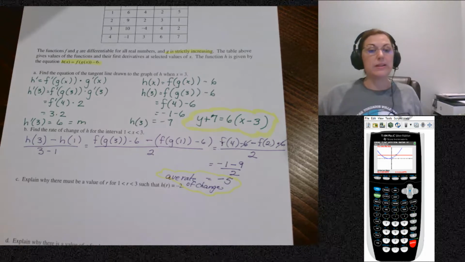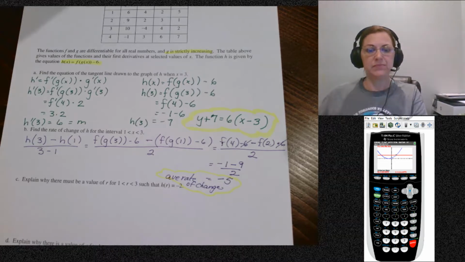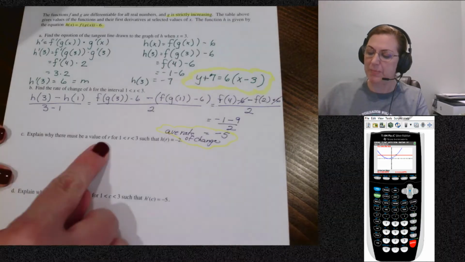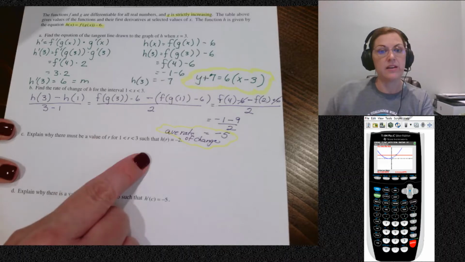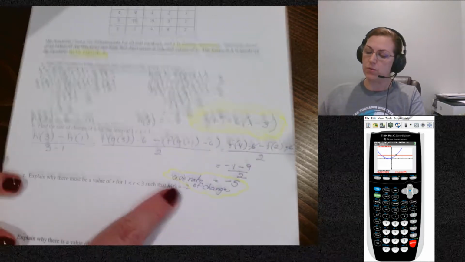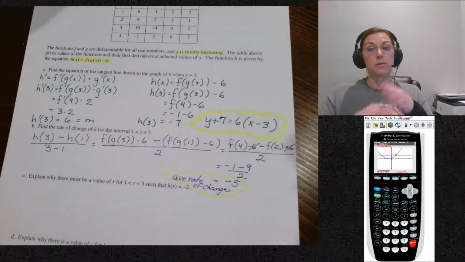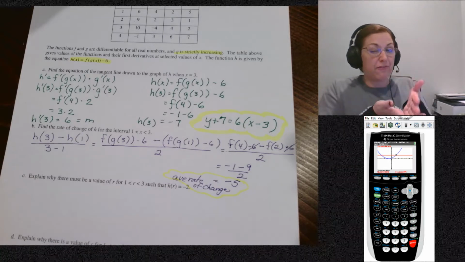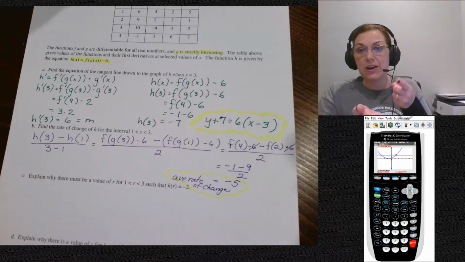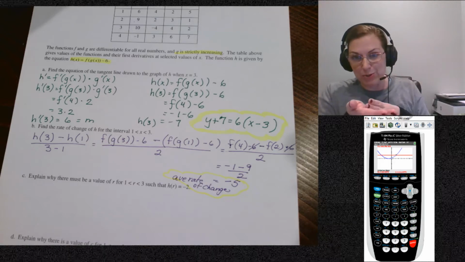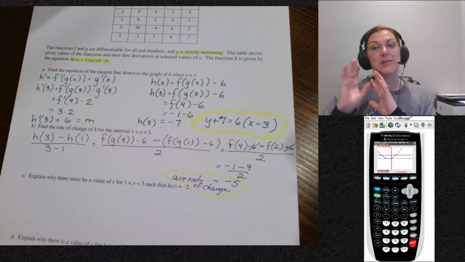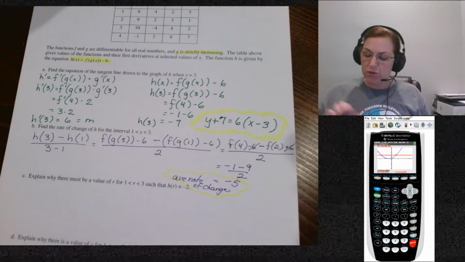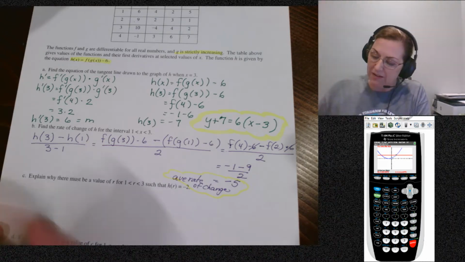Okay, now let's look at: explain why there must be a value of r between 1 and 3 such that h of r equals -2. Okay, so remember when you're guaranteeing a value for the function, you are either guaranteeing it with intermediate value theorem or extreme value theorem. The Rolle's theorem and mean value theorem guarantee a value for the derivative. So in this one, we're using the intermediate value theorem.